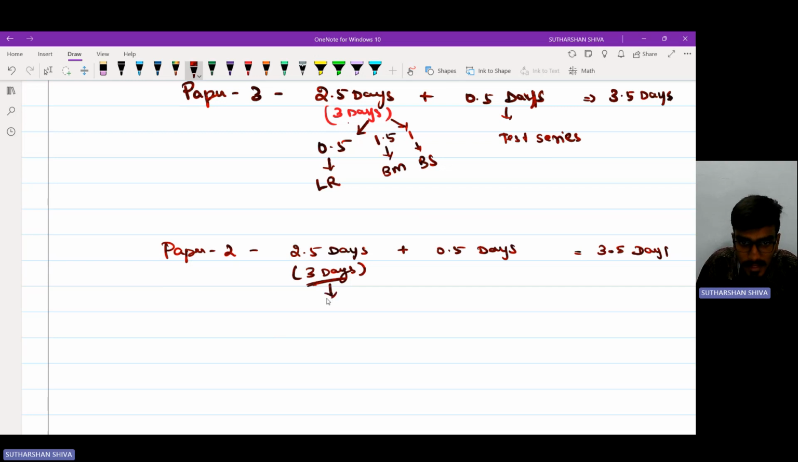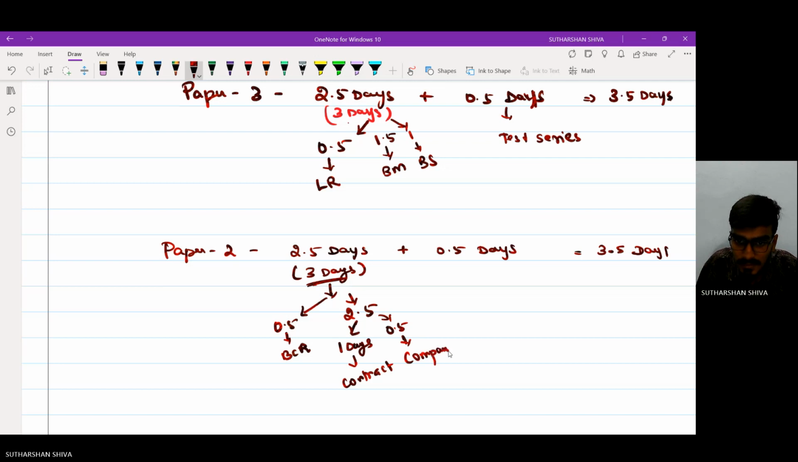In these days, give 0.5 days for BCR. Okay, you are left with 2.5 days. In this 2.5 days, give one full solid day again for contract act. Remaining half a day for companies. Next half for partnership act. Next half for sale of goods. LLP you can keep at last. If time permits, do it along with contract act or along with companies act. And the remaining half a day, you will write one test series.